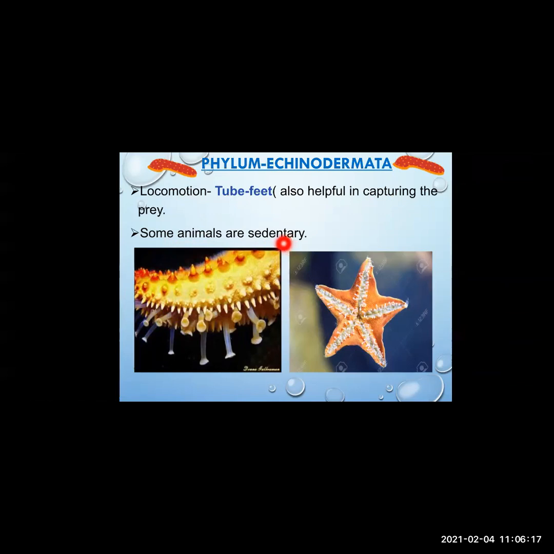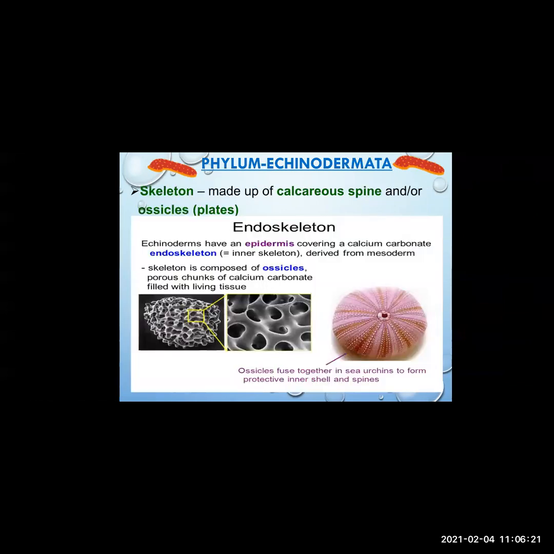So this was some of the characteristics of the animals. Next characteristic is skeleton. How is the skeleton? The skeleton of the animals is made up of calcareous spine or ossicles, or plates. Now, what is ossicles?